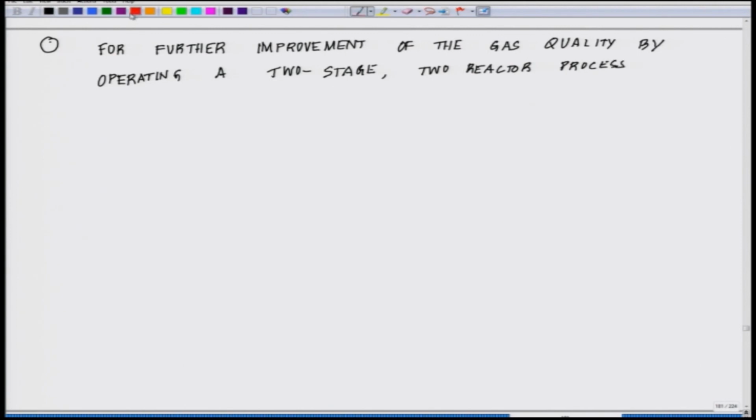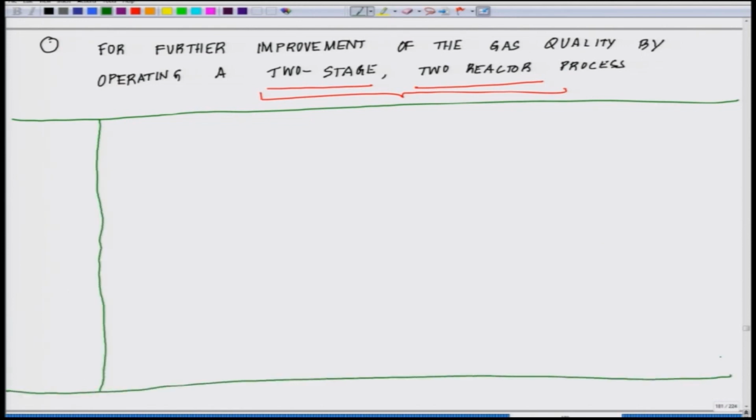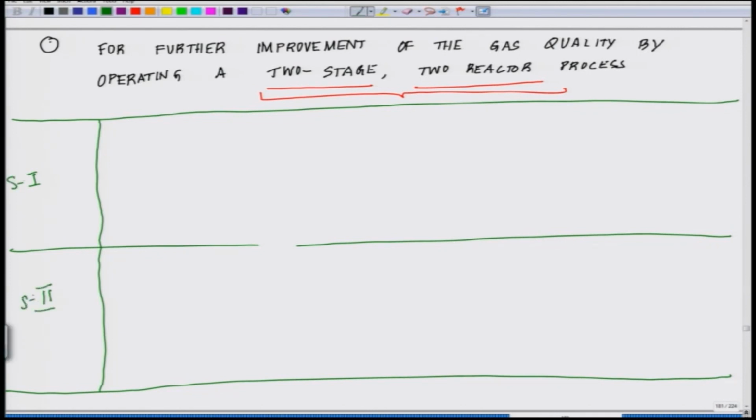So, what we meant by two stage two reactor process. Okay. So, this design which has been proposed is slightly more cumbersome, but it produces much higher quality of gas. So, let us divide it into two parts. Okay. So, these are the two stages we will be talking about, stage 1 and stage 2, S1, S2.